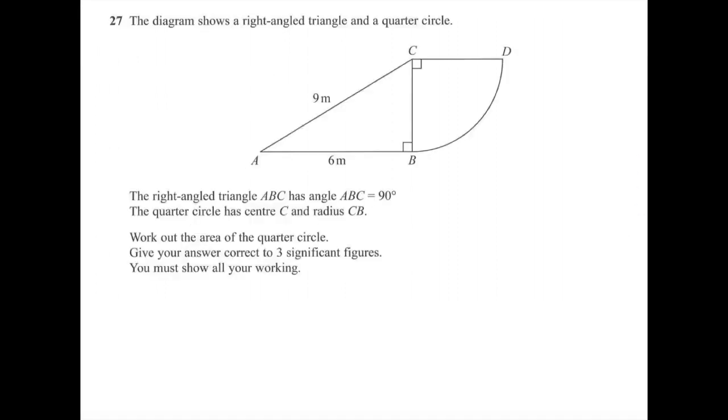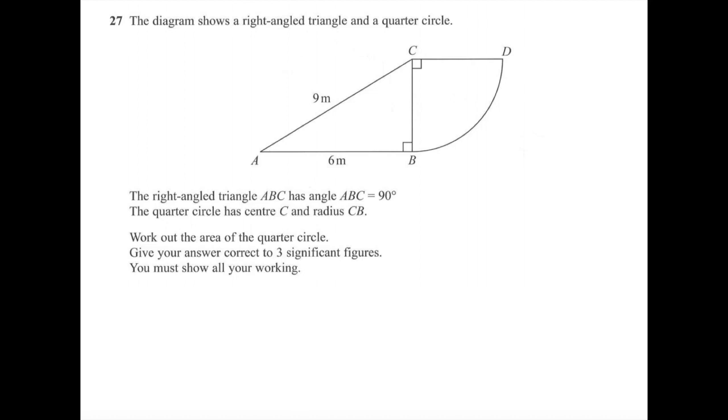Question 27. The diagram shows a right angled triangle and a quarter circle. The right angled triangle ABC has angle ABC equals 90 degrees. The quarter circle has center C and a radius CB. Work out the area of the quarter circle. Give your answer correct to 3 significant figures. You must show all your working.